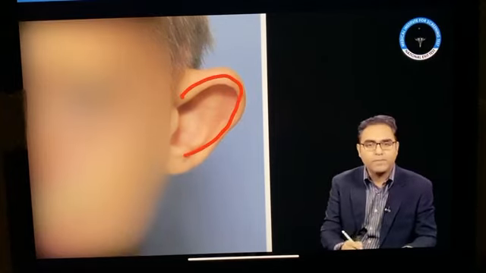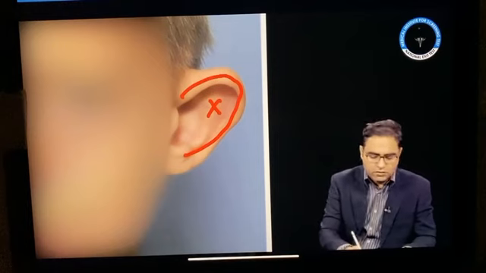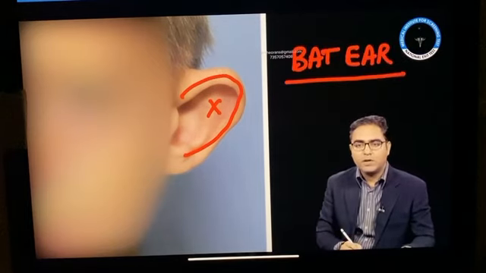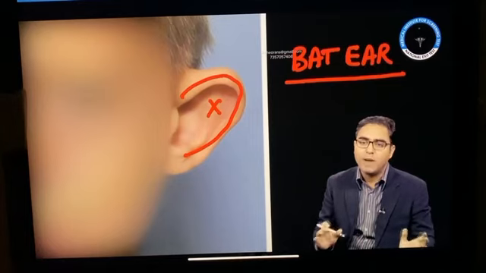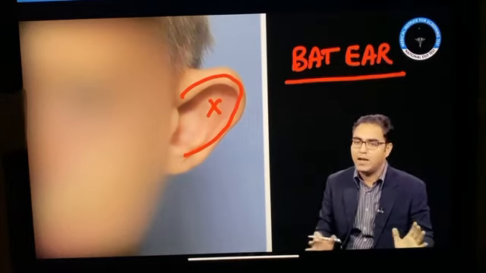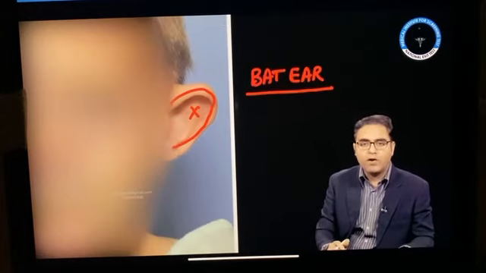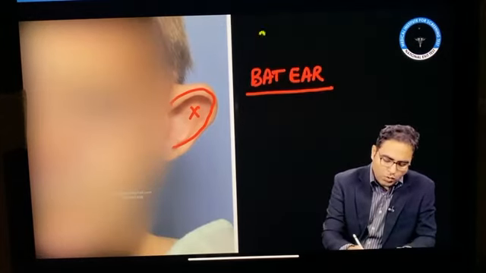This is helix, clear, but there's no anti-helix over there. So this disease is called bat ear. It is not a functional problem, only a cosmetic problem. But parents may be very much concerned about the shape of the pinna. So what is bat ear? Simple answer: absent anti-helix.